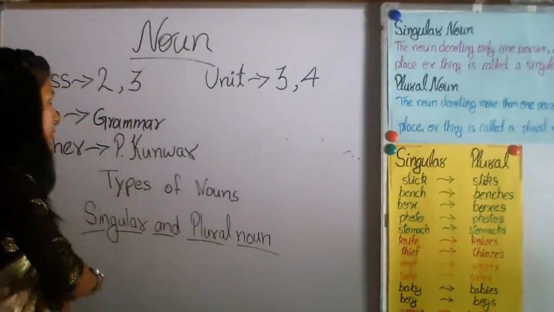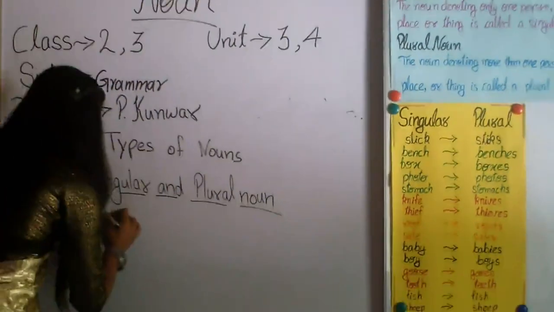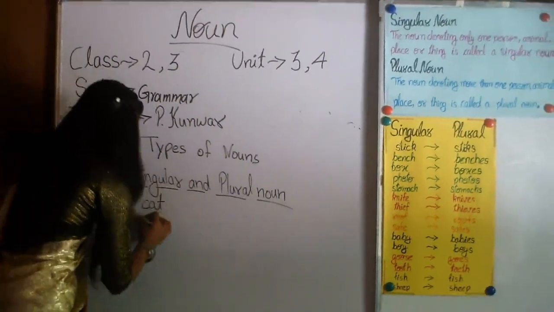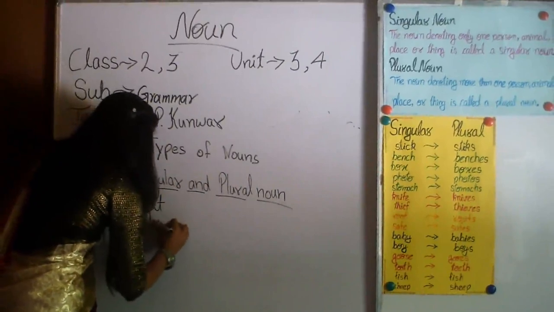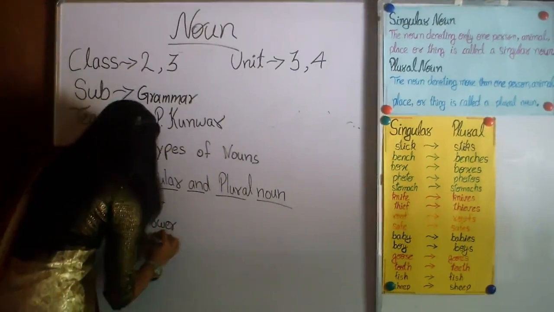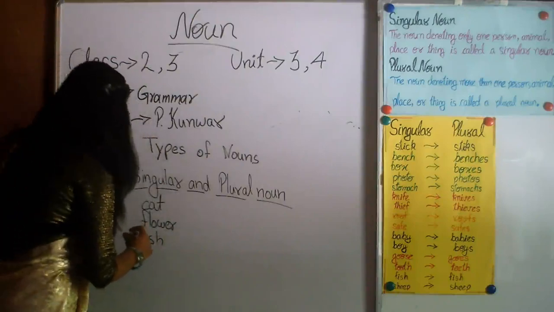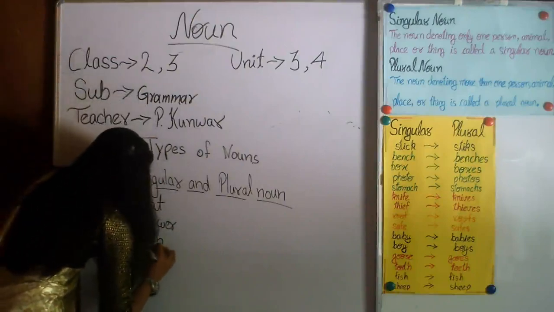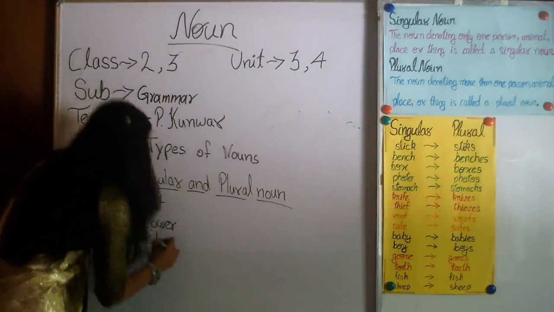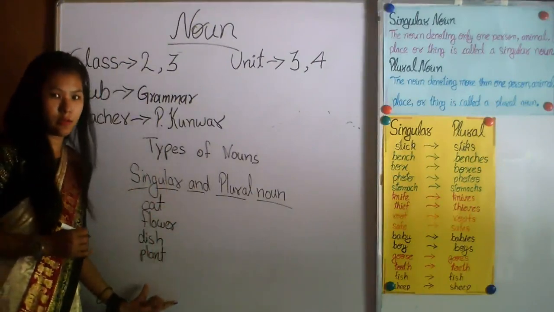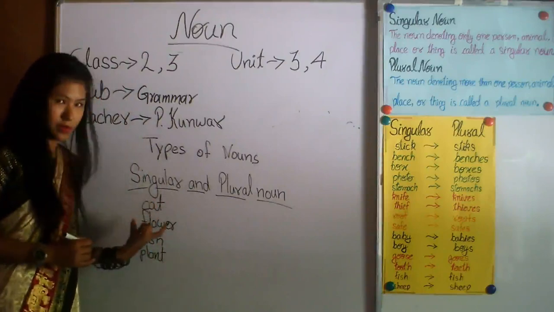Let's write some examples of singular noun. Cat, flower, dish, plant. These are the examples of singular noun. It is one in number.